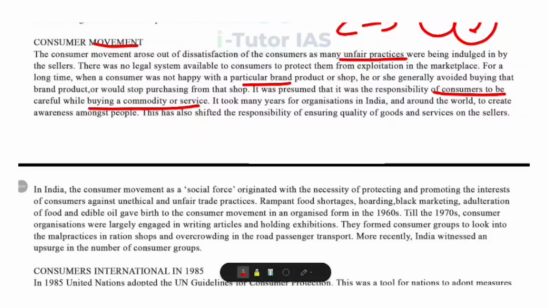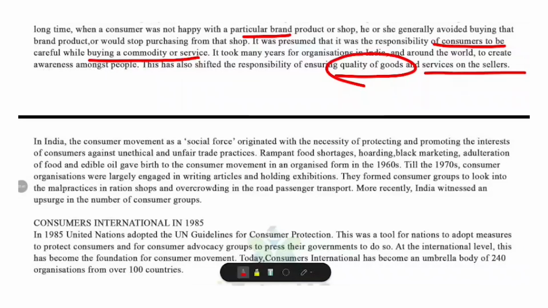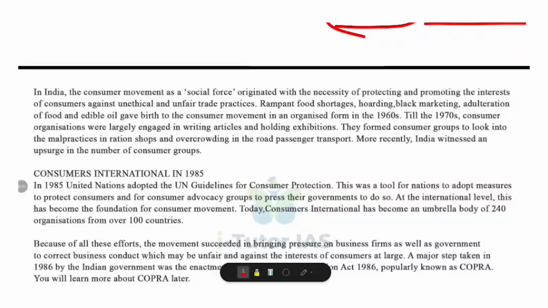It took many years for organizations in India and around the world to create awareness among people. This has also shifted the responsibility of ensuring quality of goods and services onto the sellers. So, in India, the consumer movement as a social force originated with the necessity of protecting and promoting the interest of consumers against unethical and unfair trade practices.